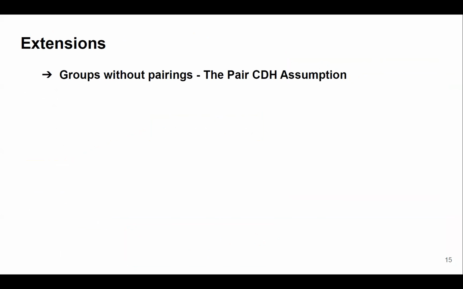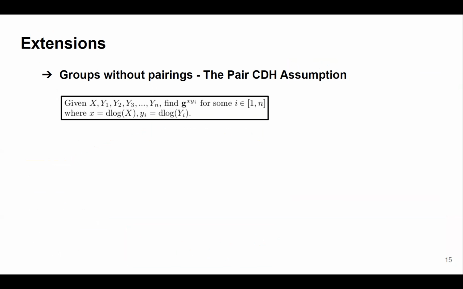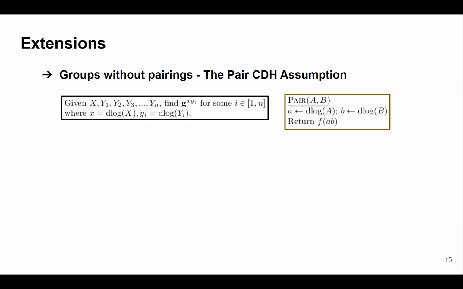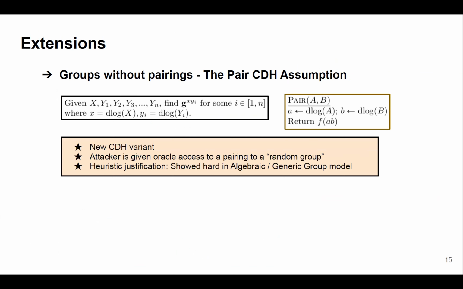It's interesting to note that the pairing is only used in the security proof and is never really used in the actual construction of the protocol. This motivated us to define a new variant of CDH, which we call pair CDH. It is quite similar to CDH, except that it also gives the reduction oracle access to a pairing to a random group. As a sanity check, we proved that pair CDH is secure in the algebraic and generic group models. The study of the security of pair CDH is also an interesting future work.